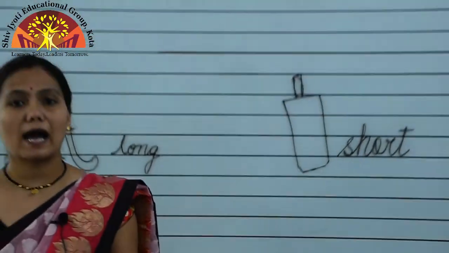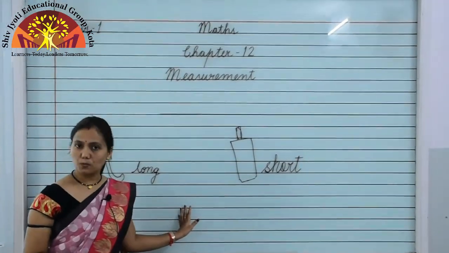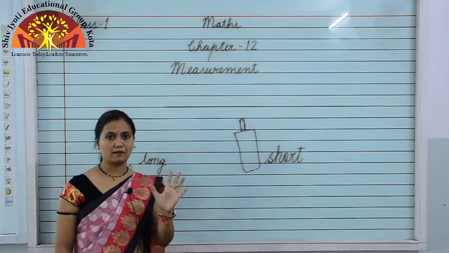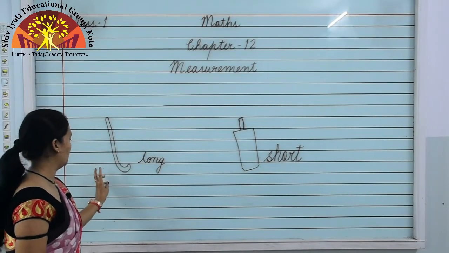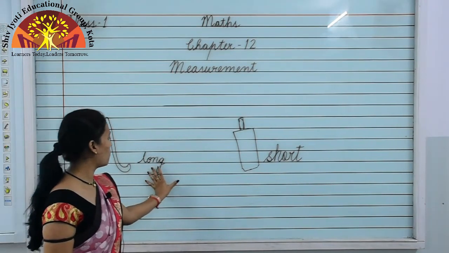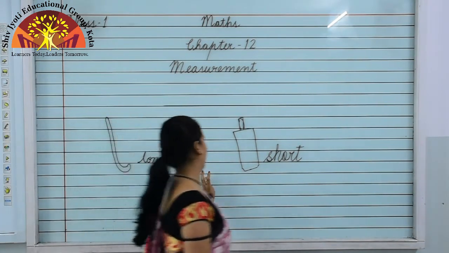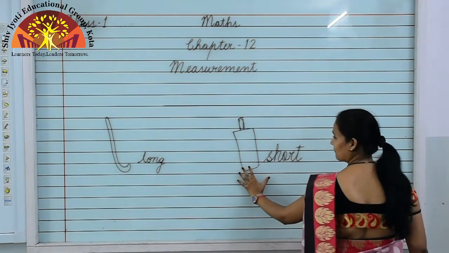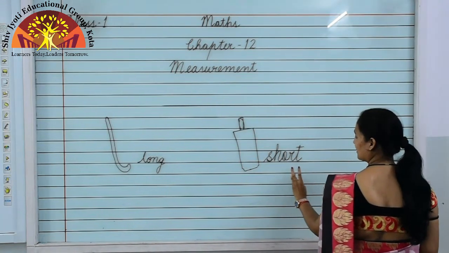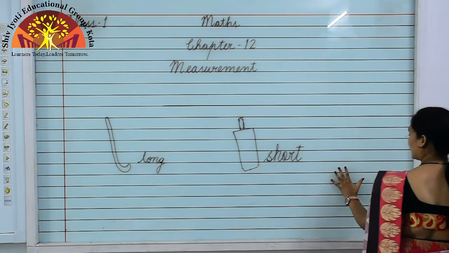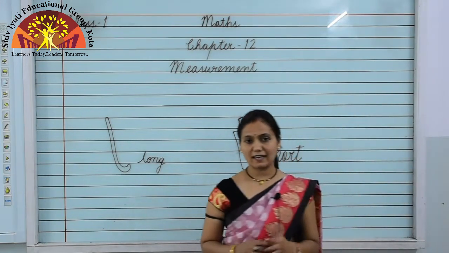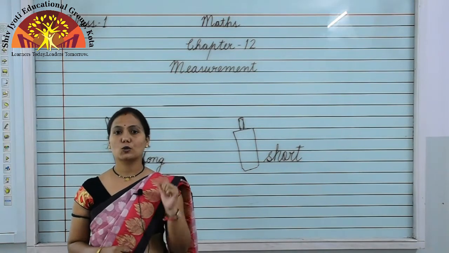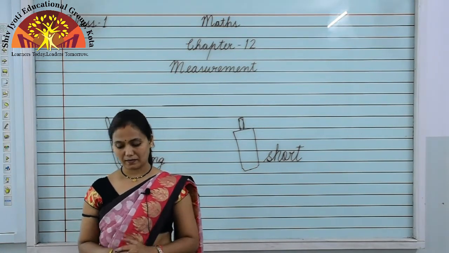Now I'll give you one example. If I want to measure the length of this board, I'll use my hand span. You can see 1, 2, 3, 4, 5, 6, 7, 8, 9, 10, 11 and 12. We can say that this board is 12 hand span long, right?